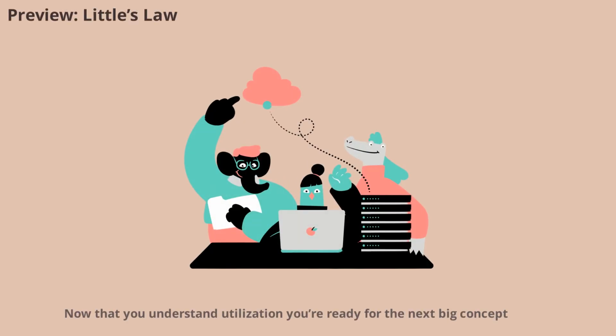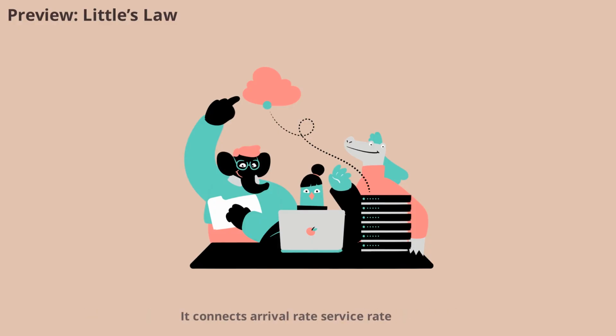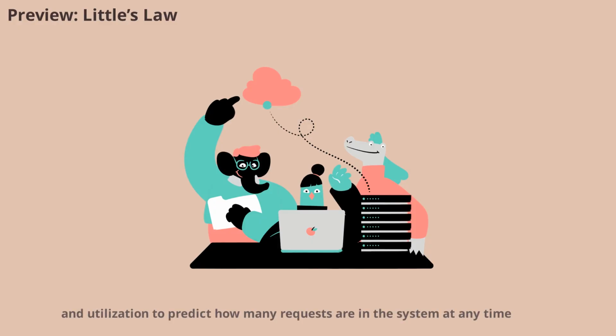Now that you understand utilization, you're ready for the next big concept, Little's Law. This equation is one of the most important tools in queuing theory. It connects arrival rate, service rate, and utilization to predict how many requests are in the system at any time. Stay tuned for the next video, where we'll break down Little's Law and show you how to use it in practice.